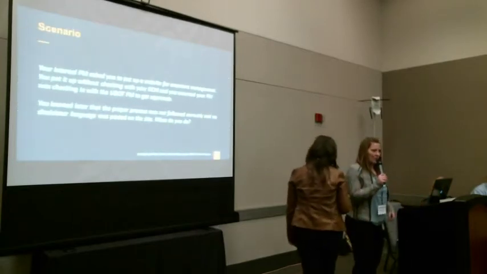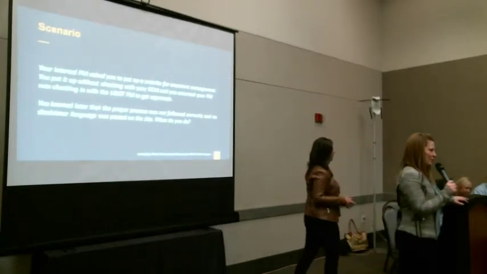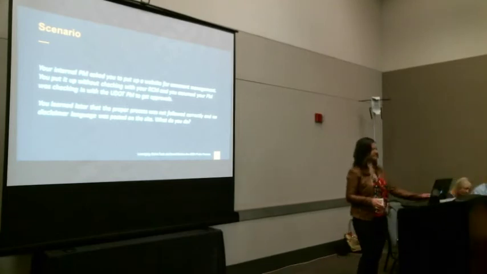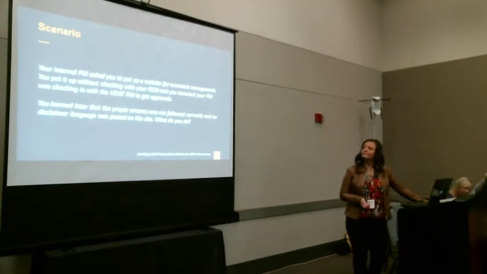Okay, we're on the home stretch. We have one last scenario to talk over. Your internal PM asked you to put up a website for comment management. You put it up without checking with your RCM, and you assumed your PM was checking in with the UDOT PM to get approvals. You learned later that the proper process was not followed correctly and no disclaimer language was posted on the site. What do you do?